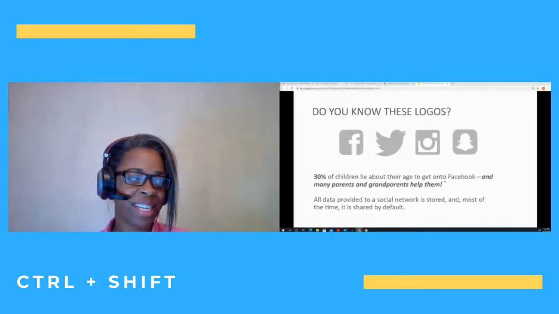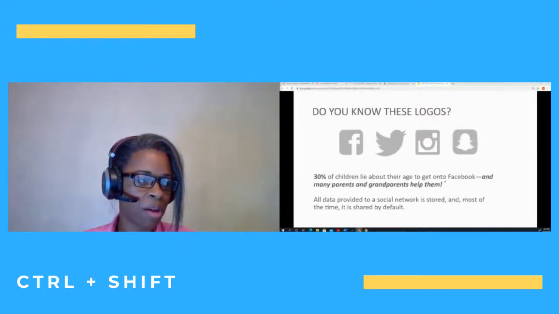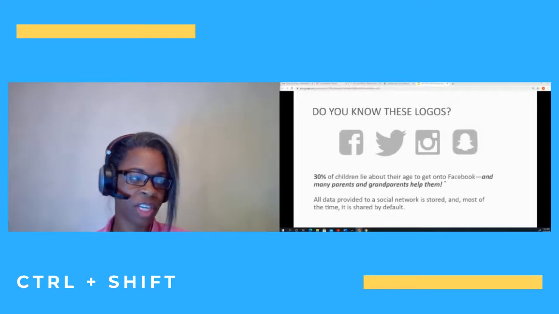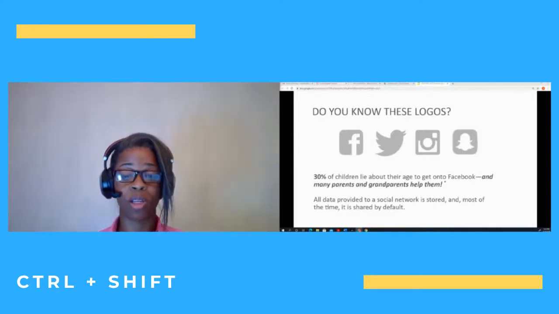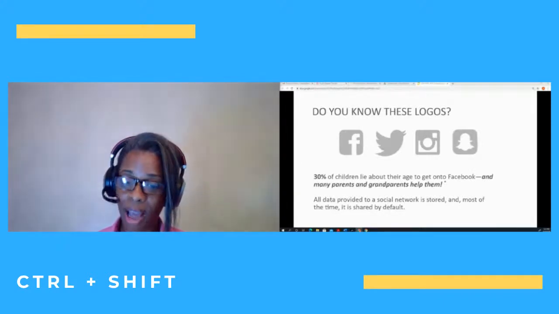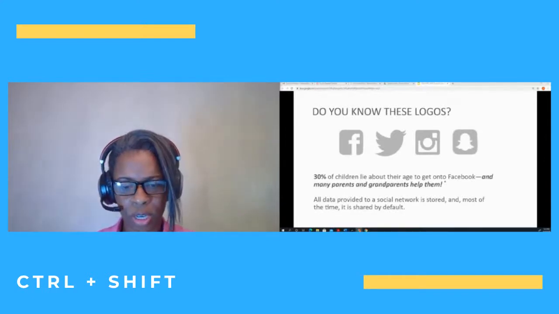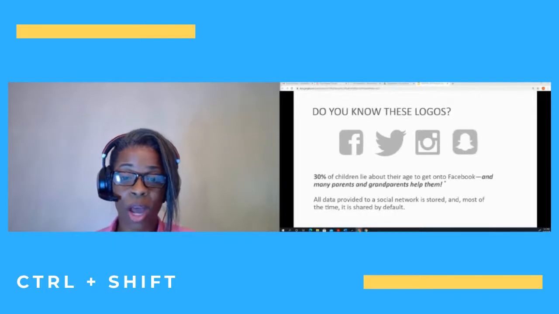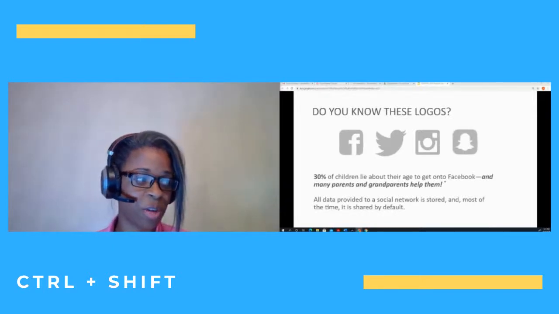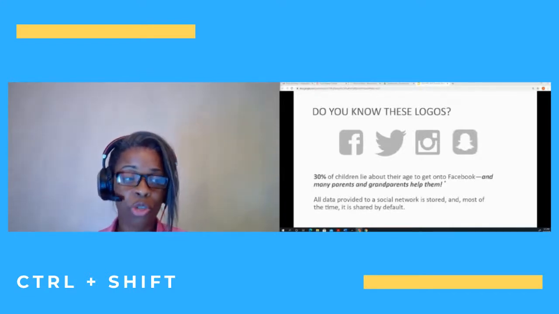Yep, you got them. So did you know that of children surveyed by the consortium of cybersecurity professionals, 30% of children lie about their age to get onto Facebook? The crazy thing is grandma, grandpa, and sometimes their parents help them fill out the digital user agreement so they can get an account. So if your kid is under the age of, I think it's 13 or 14, and they have an account and you help them, you fall into this 30% of liars, basically. And all that data that you're providing to the social networks, they're stored. And sometimes they never go away.